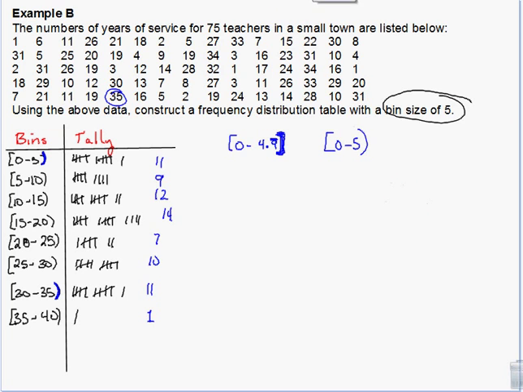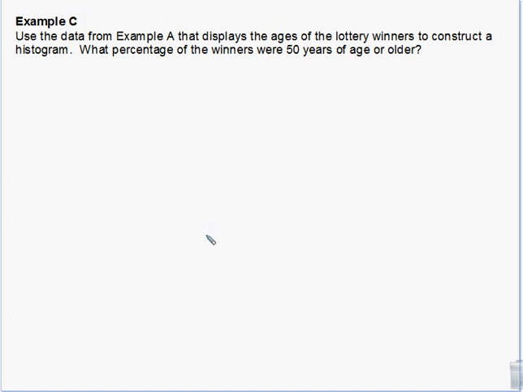Okay? All right. So now we're going to use the stuff from A, and we're going to create our histogram. Through the magic of, I did this before already. I have my bins. We were 20 to 30.